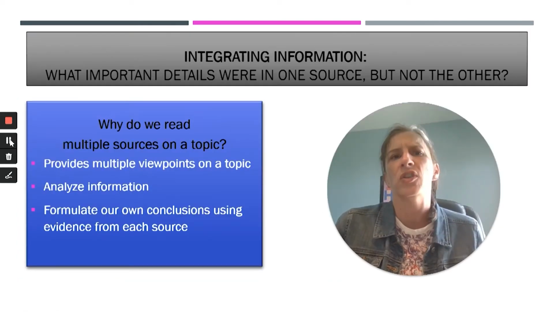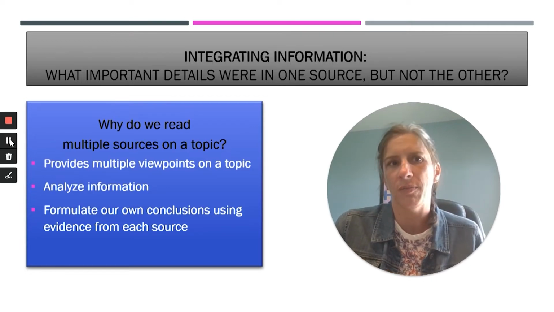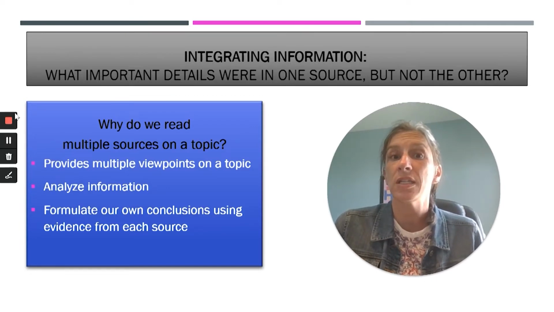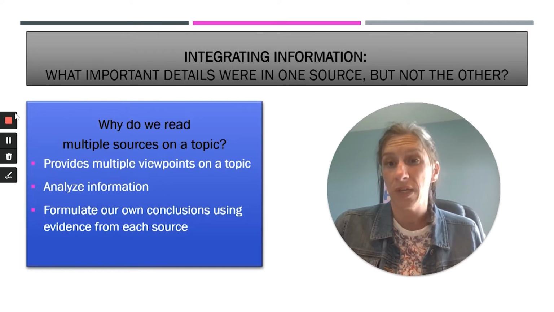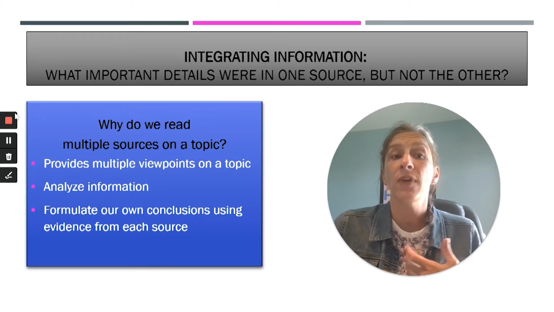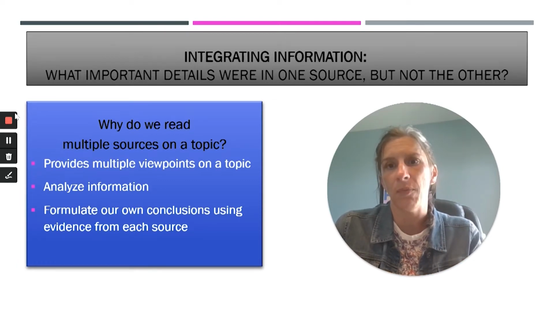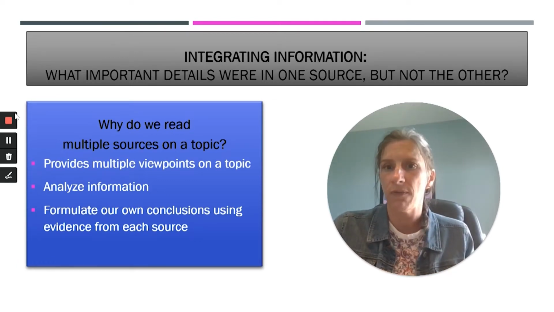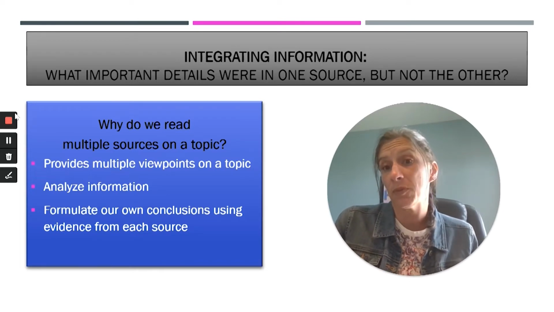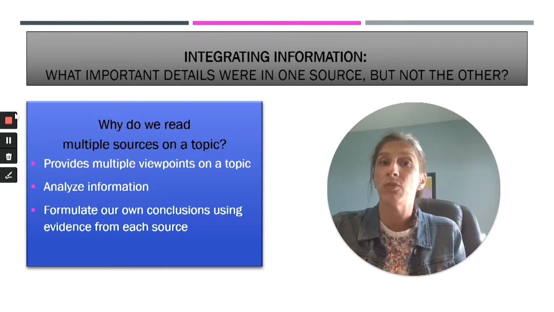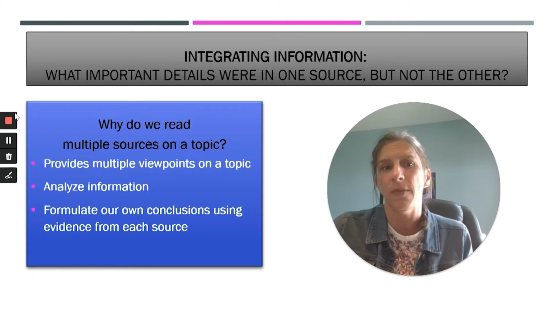So you might have a question on what integrating information is about. That means what important details were in one source, but not in the other. So that begs the question, why do we even read multiple sources? It provides multiple viewpoints on a topic. Sometimes we have a certain way of thinking, and when we read from somebody else's point of view and we have conflicting points of view, it makes us think a little bit harder and perhaps makes us change our mind or come to the realization that there's new information out there.